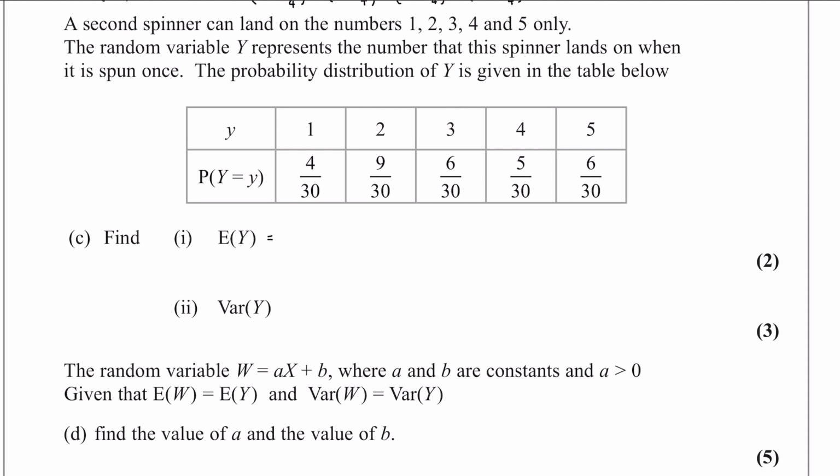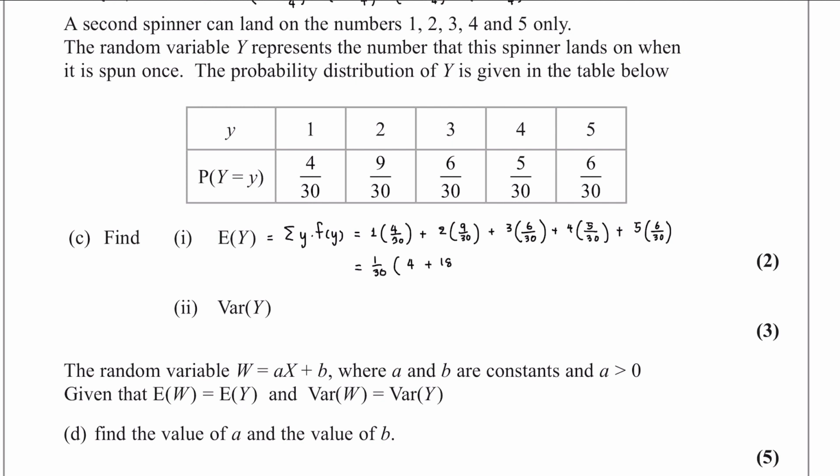The expected value of Y is the summation of y times its own probability, which is 1 times 4 over 30 plus 2 times 9 over 30 plus 3 times 6 over 30 plus 4 times 5 over 30 plus 5 times 6 over 30. You can factorize 1 over 30, and it will be just 4 plus 18 plus 18 plus 20 plus 30. And the answer is 3. So the expected value of Y is 3.